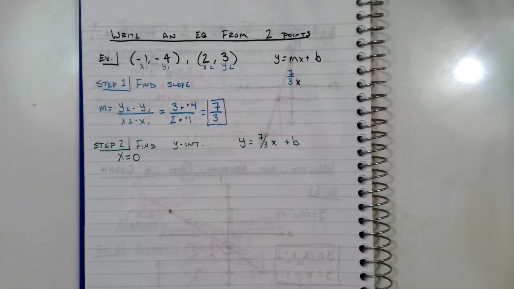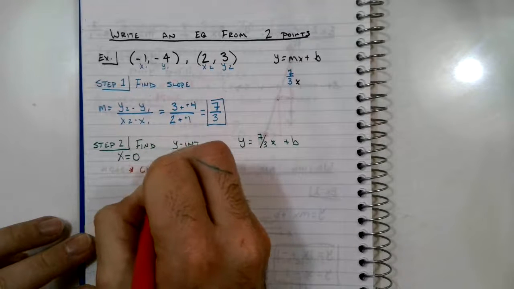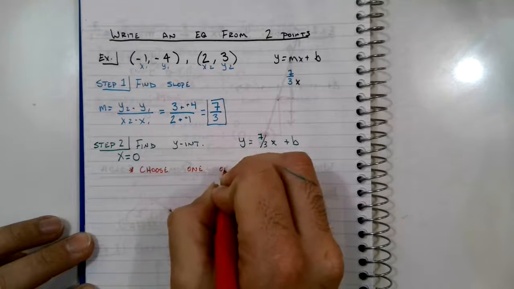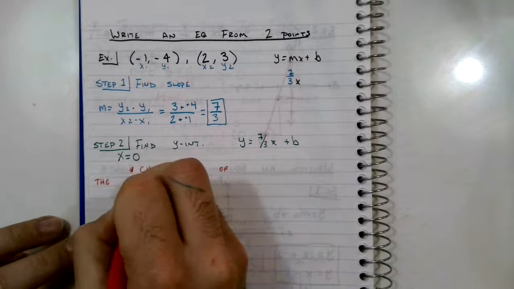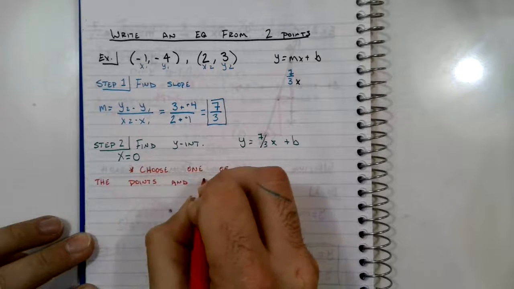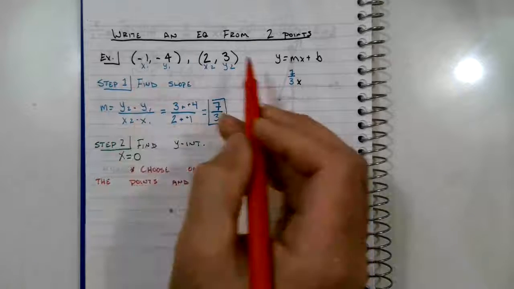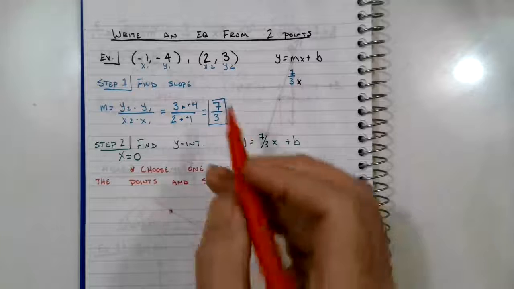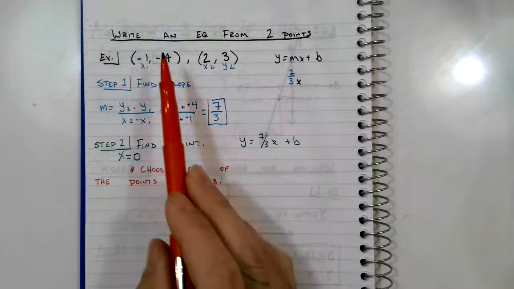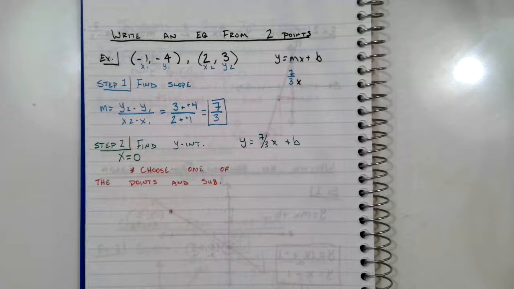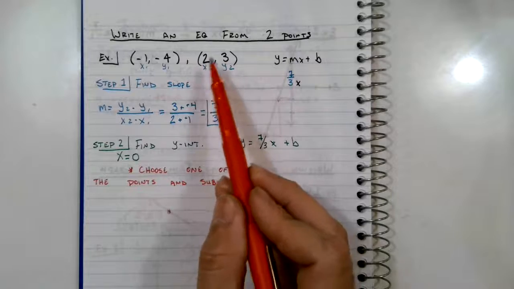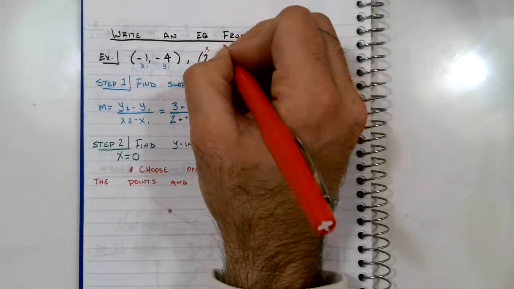Okay, so what we're going to do here to find this y-intercept, we're going to choose one of the points and substitute. Okay, so one of these 2 points, we're going to choose one. It doesn't matter. We're going to sub it in here. Okay, why would I sub that in? Because these 2 points are both on this line. They're both a solution to this line. All right, so let's just choose. We'll just keep it positive. We'll just choose this point. Okay, so I'm going to sub this in here. So this would be my x, this would be my y.